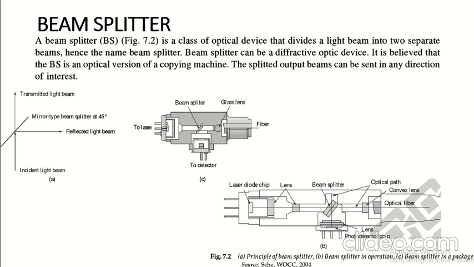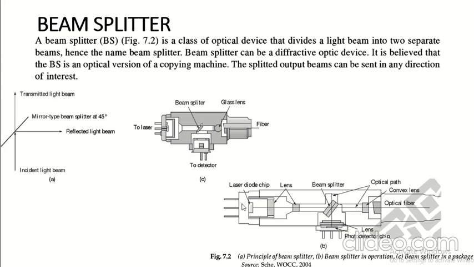Now, coming to Figure A, as you can see, this is the incident light beam. Here we have a mirror type beam splitter at 45 degrees. Then this is the reflected light beam and this is the transmitted light beam. So you can see that the incident light beam is divided into two separate beams. One is going in the right direction, named as reflected, and one is going in a straight direction, passing through the mirror, known as transmitted.